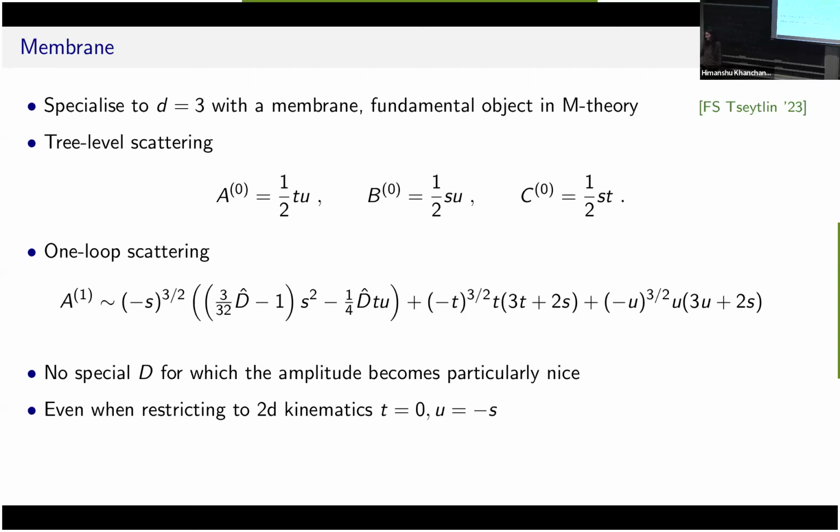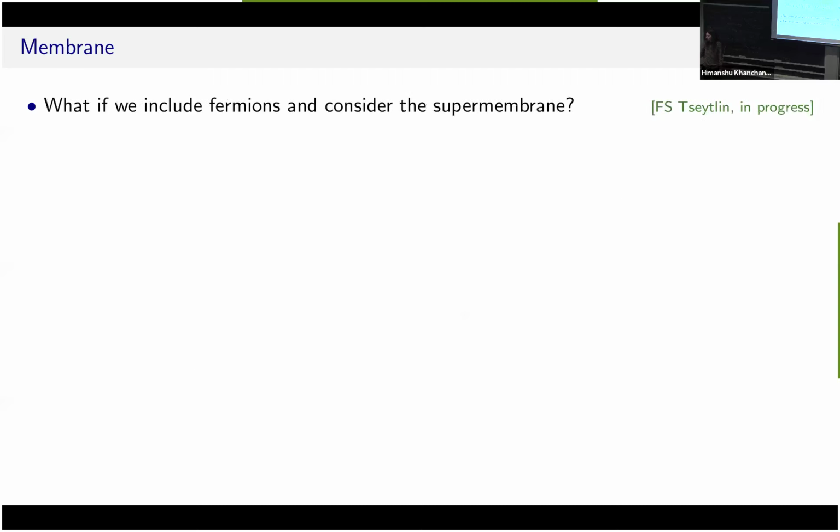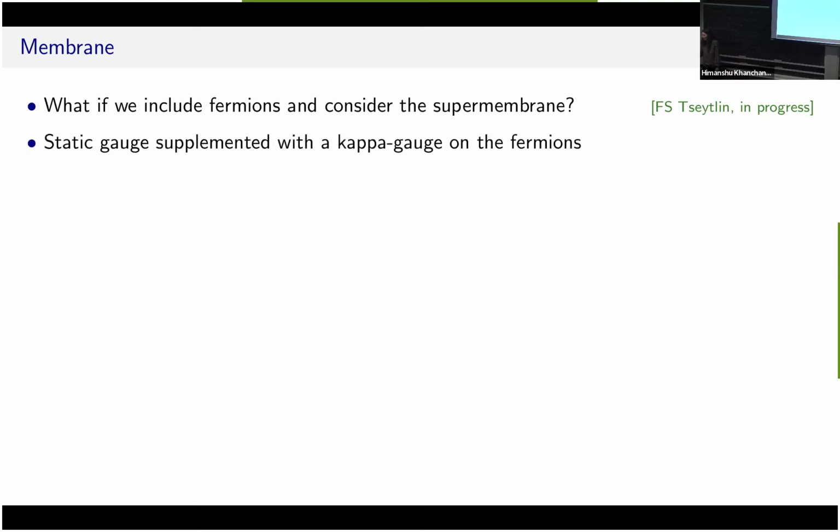All right, so this is for just looking at bosonic membranes. In a work in progress, so these are quite recent results, we looked at what happens if you include fermions and look at the supermembrane instead. And then you actually see that, from a computational point of view, you can do all of what I said before.